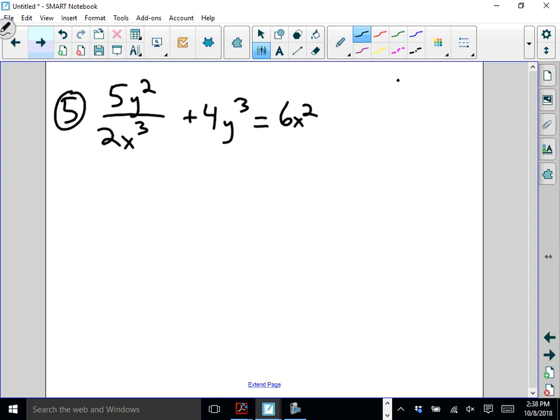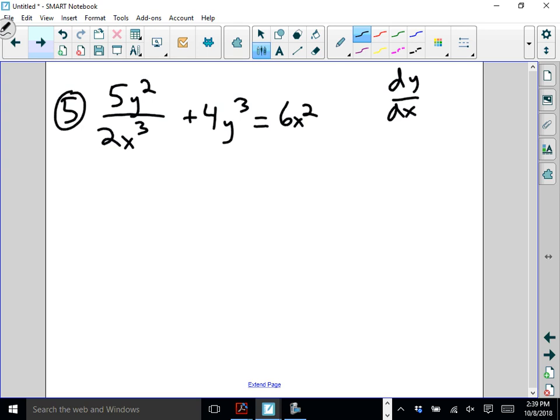Once again, problem 5 is simply a find dy dx. This is a problem where simplification along the way is going to make this a lot easier. I realize I probably didn't give you enough space on your worksheet to complete this. On the quiz on Wednesday, I'll make sure that there's a little bit more space for you. So we look at this and we see what rules do we need. Well, that first term, 5y squared over 2x cubed, that's a quotient rule. The other two are simple enough. Just remember when we derive our 4y cubed, we got to multiply by dy dx.